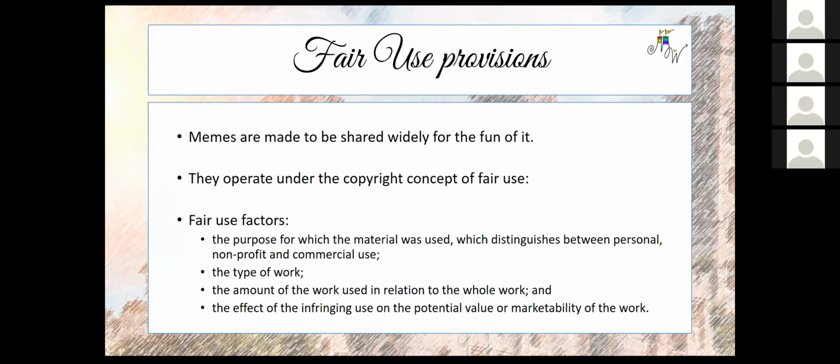And finally, the effect of the infringing use on the potential value or marketability of the work. And this is what we were talking about with memes. So, for example, with the Grumpy Cat meme, they want everybody to share that Grumpy Cat meme. They want everybody to really like and comment. They want it to be fully, widely known, because that actually enhances its potential value and marketability. It actually creates the intellectual property that has value that they can then sell and license for other people to use commercially.